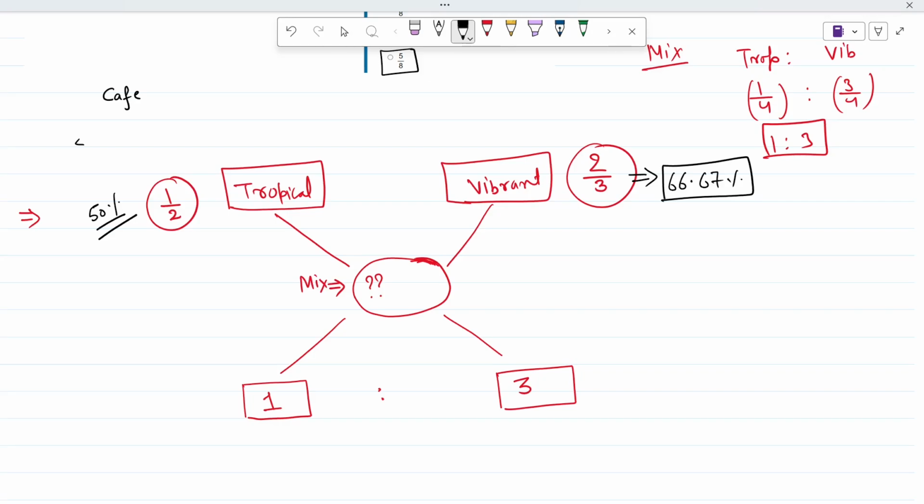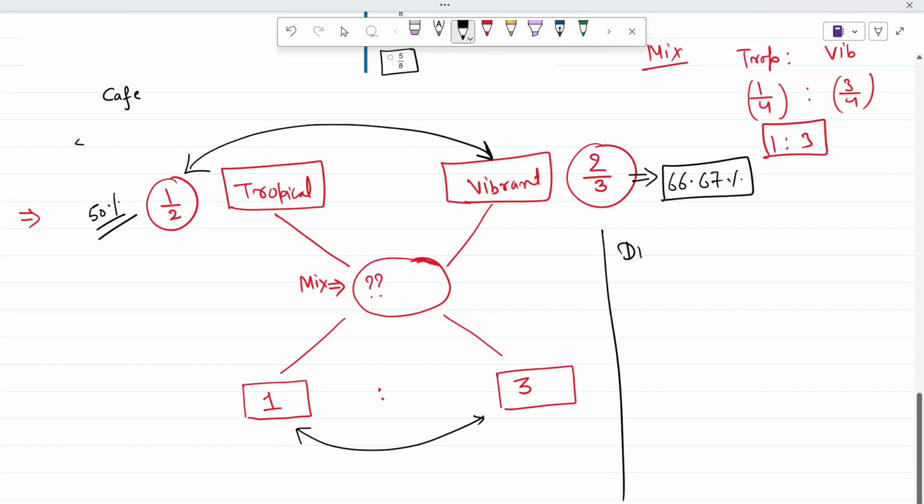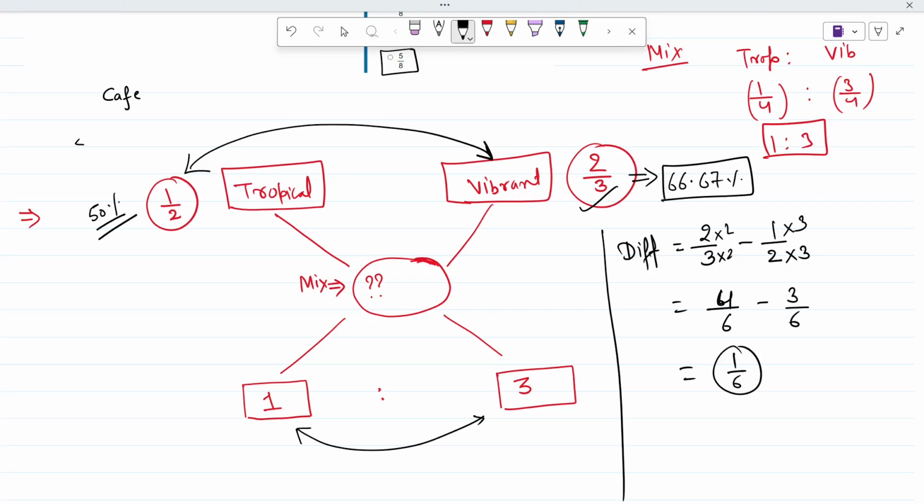The second important point is that we have to divide the difference between these two ratios or percentages in this ratio. This is the allocation method. So first, find the difference. The difference is obviously, since this is the greater ratio, 2 by 3 minus 1 by 2. Make it like a fraction: into 3 into 3, into 2 into 2. So we are getting 4 over 6 minus 3 over 6, which is 1 over 6. So the difference between these two ratios is 1 over 6.